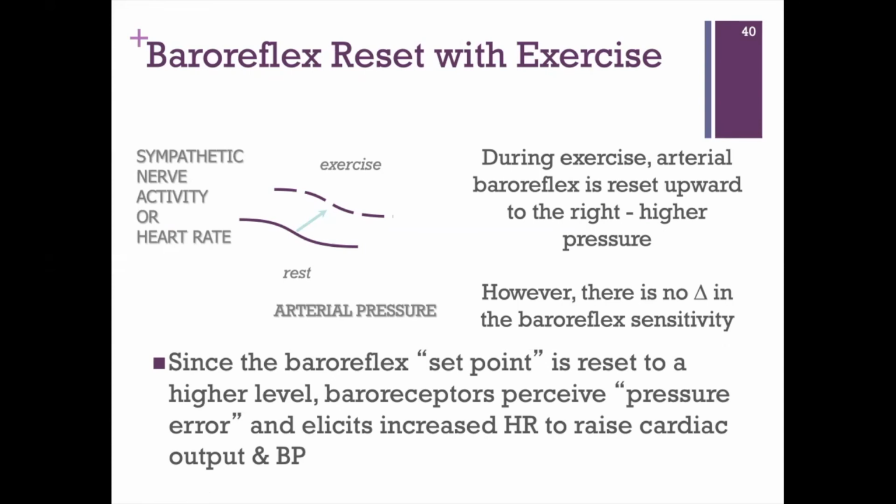So when we change this set point, we are seeing this as a pressure error. So I was right around here in general, but my set point got changed to be up to here. So what do I need to do to get my arterial pressure to match with that? I need to increase my sympathetic activity in order to increase my heart rate and to raise my cardiac output, because that's what's going to come with it.